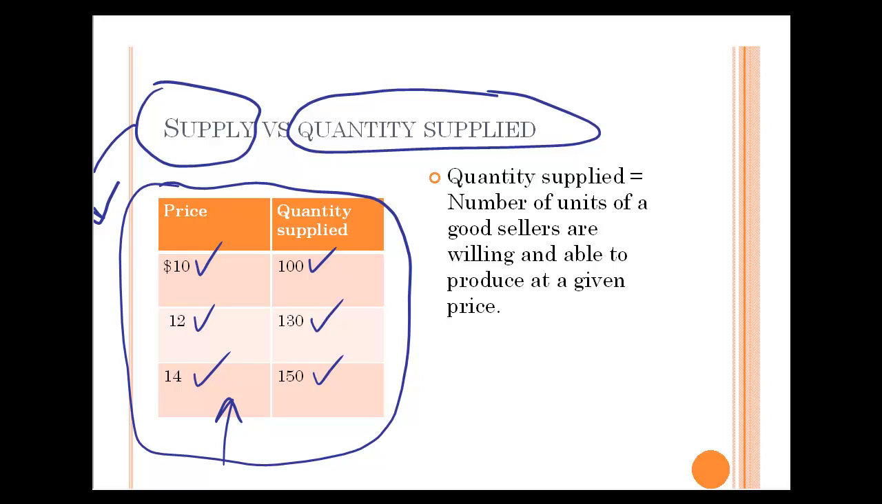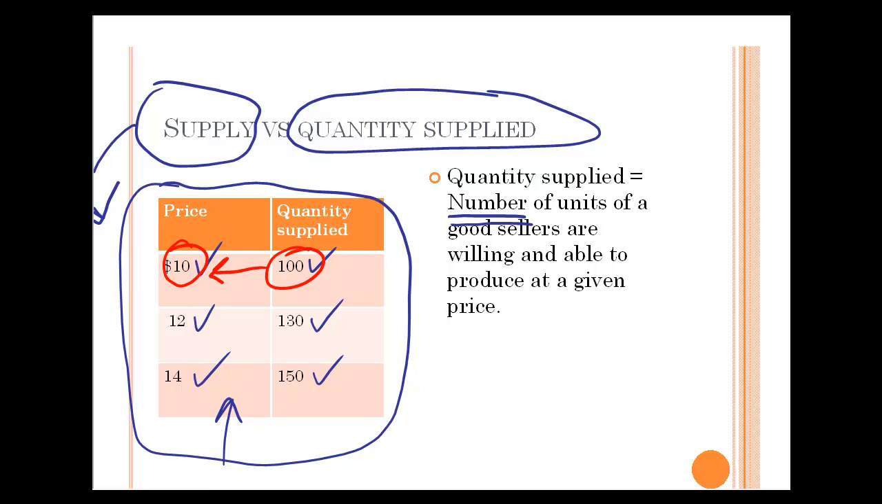Now, quantity supplied is a specific number of units of a good that sellers are willing and able to produce at a given price. So let's point to a specific number. Well, 100 is a specific number. That's the quantity supplied of this good at this particular price, $10.